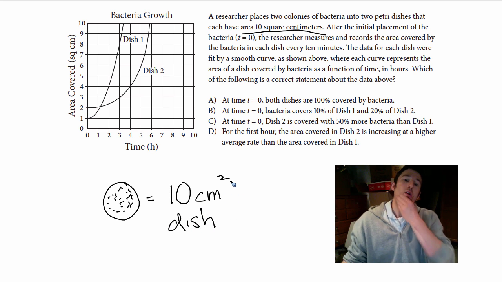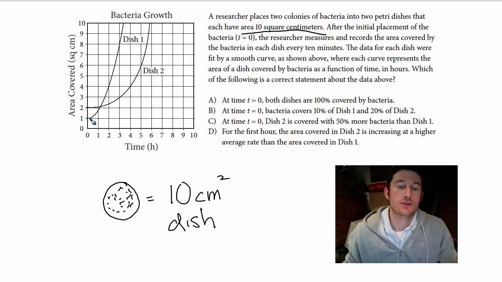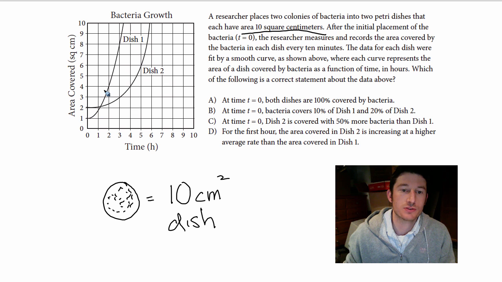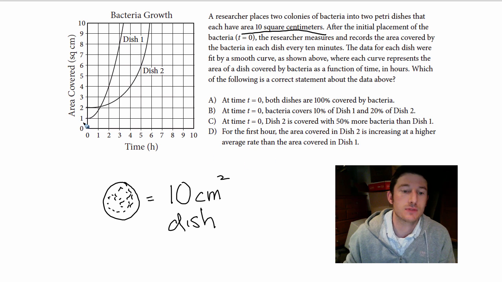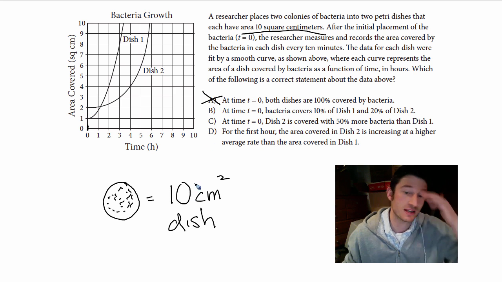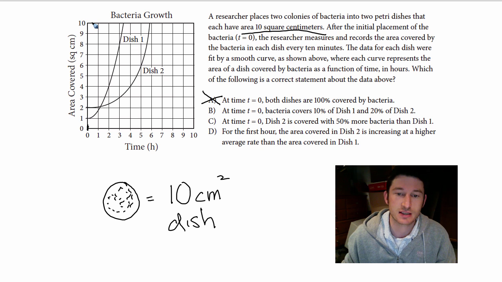Okay, so let's take a look at the growth of each one of these. Looks like dish 1 is growing way faster. And let's take a look at our answers. At time 0, both dishes are 100% covered by bacteria. Well, at time 0, dish 1 looks like 1 centimeter squared covered, and dish 2 is 2 centimeters squared covered. So no, they're not. If they were 100% covered, there'd be 10 centimeters covered. They'd be up there. It's not the case.